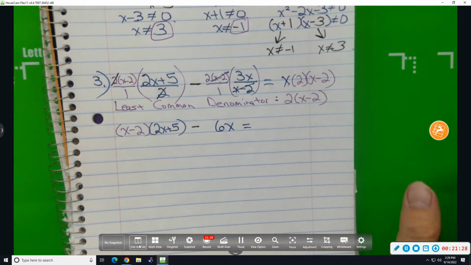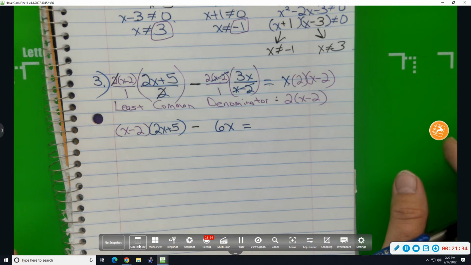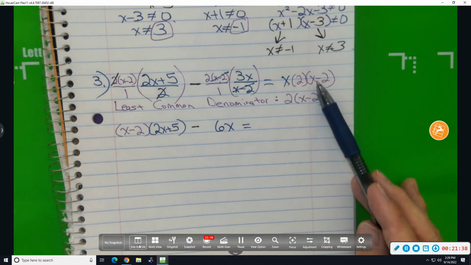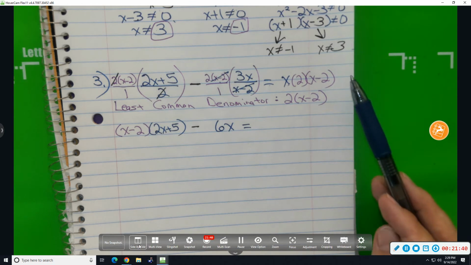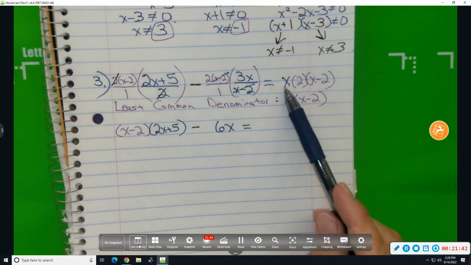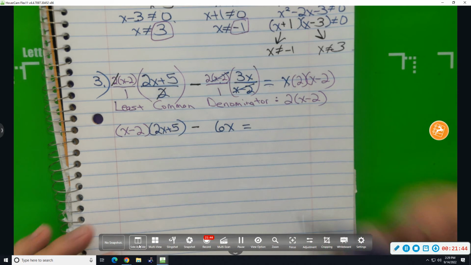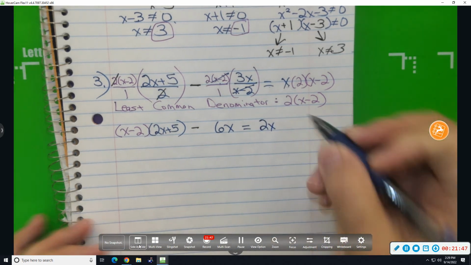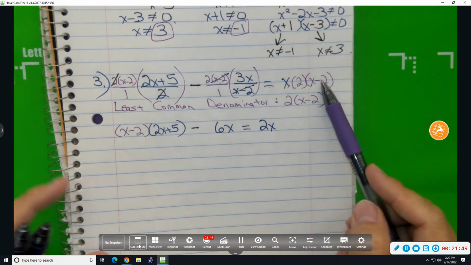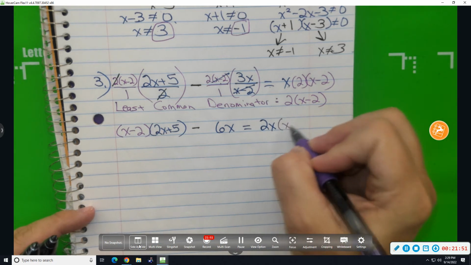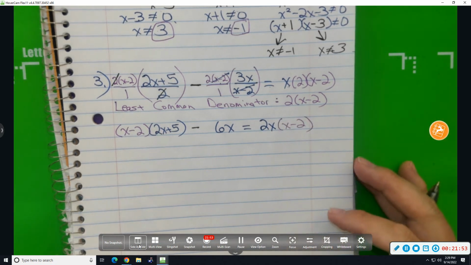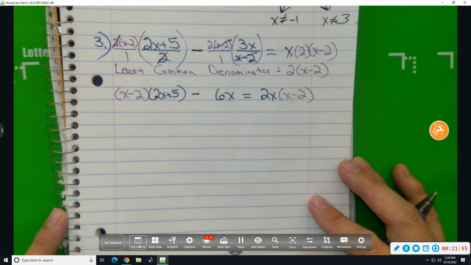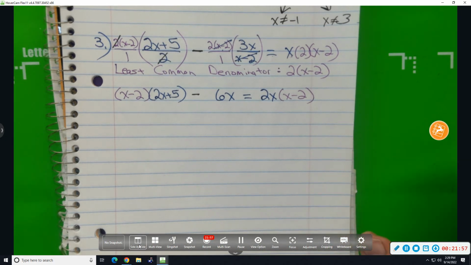Before we go on, any questions there on my logic? We're multiplying through by whatever it takes to cancel the denominators. But the downside is, even if a term doesn't have a fraction, you still have to multiply through by that. X times 2, I know that's 2x. So we have 2x times that x minus 2. Any questions here?